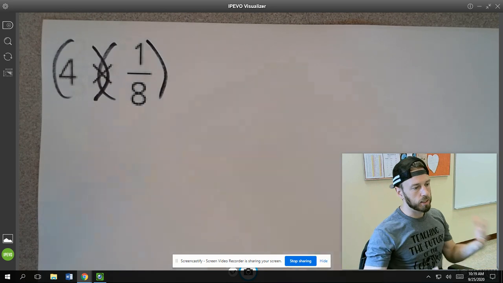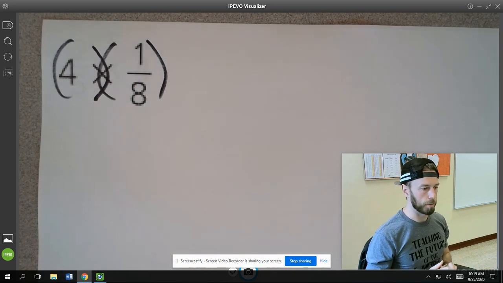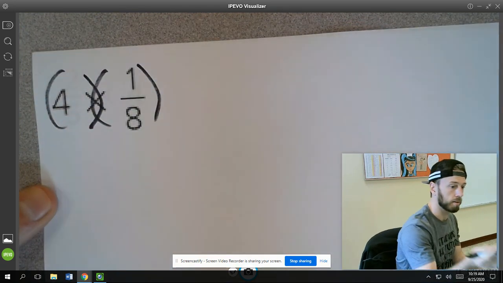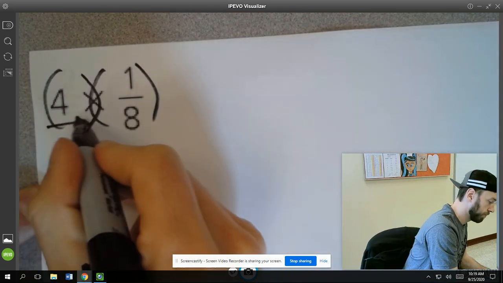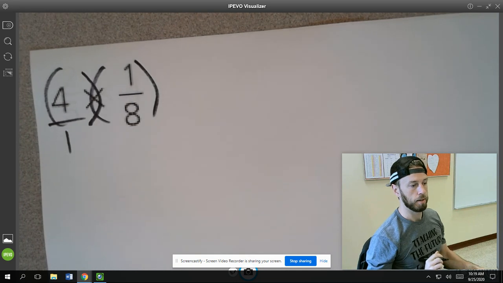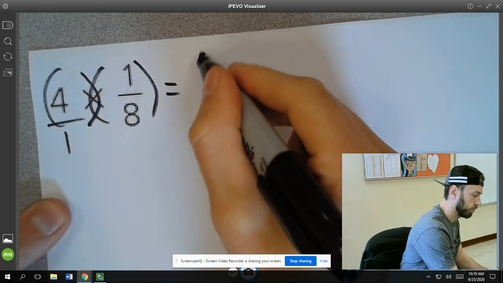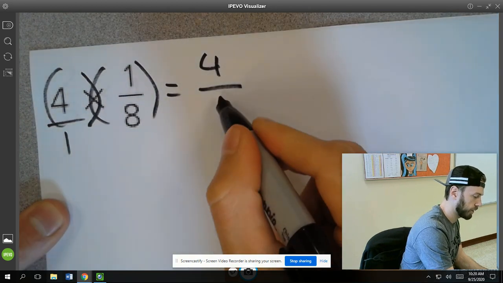Multiply these together for me real quick, see what you get, and then compare your answer to mine. Welcome back. Let's go ahead and multiply these. 4 is a whole number. I'm going to throw a 1 underneath there. And I'm just going to multiply my numerators together and my denominators together. 4 times 1 is 4. 1 times 8 is 8.